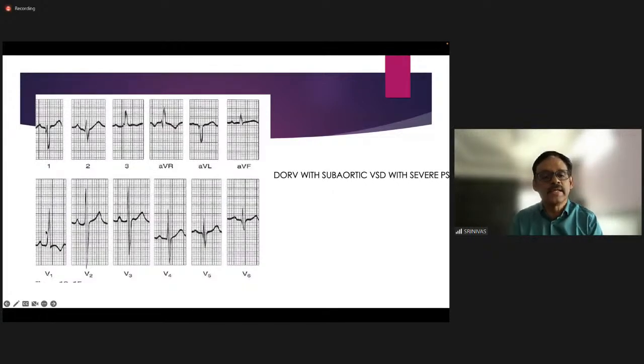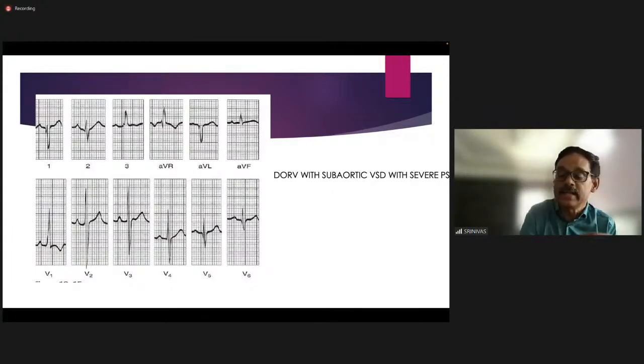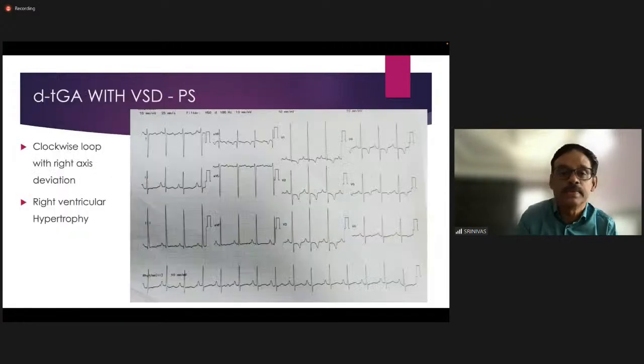So all these suggest prolonged PR interval, RVH with strain pattern, then counterclockwise loop with left axis, right axis deviation strongly go in favor of DORV with subvalvar VSD and PS.